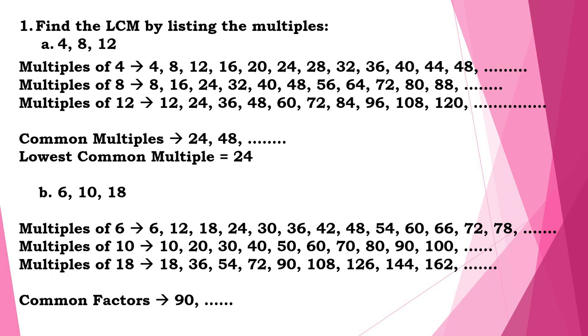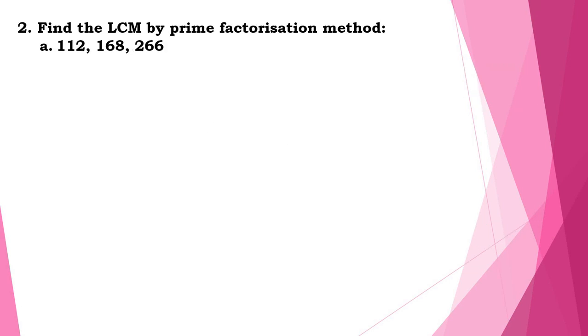Okay, because 90 is also a multiple of 6. So it is 90. So the lowest common multiple will be 90. Okay. Next, find the LCM by prime factorization method. 112, 168, 266. So let us quickly prime factorize these numbers.